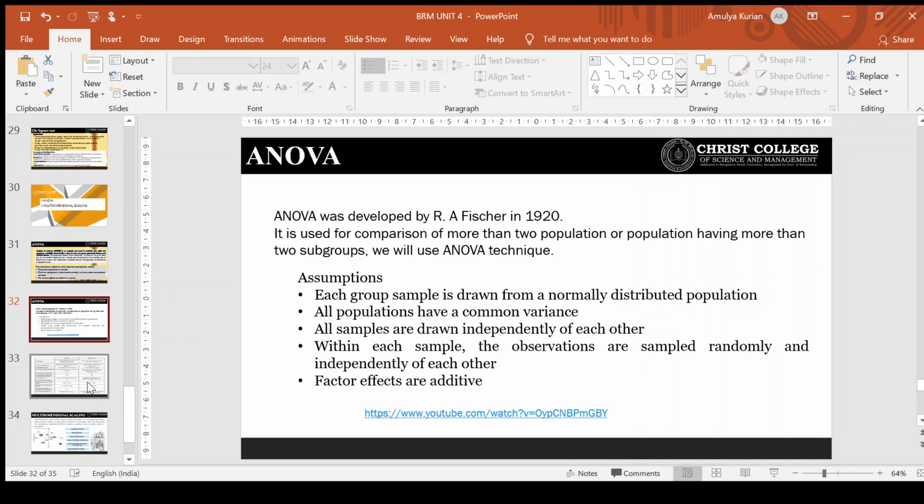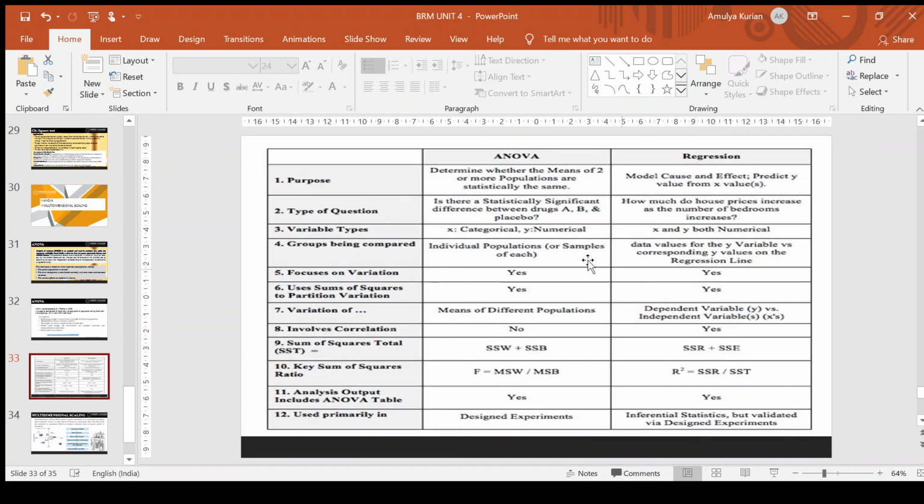Now you have already learned what regression means. Let's see what is the difference between ANOVA and regression. In case of ANOVA, the purpose is to determine whether the means of two or more populations are statistically the same. In regression, we are more focused on cause and effect. That is, you are predicting y based on the value of x. The type of question in ANOVA is: is there a statistically significant difference between drug A, B, or C? An example in regression is: how much do house prices increase as the number of bedrooms increases? So this is between two variables. If you are predicting, it will be regression. If you are predicting about the population or the effect of something on different populations, it will be ANOVA.